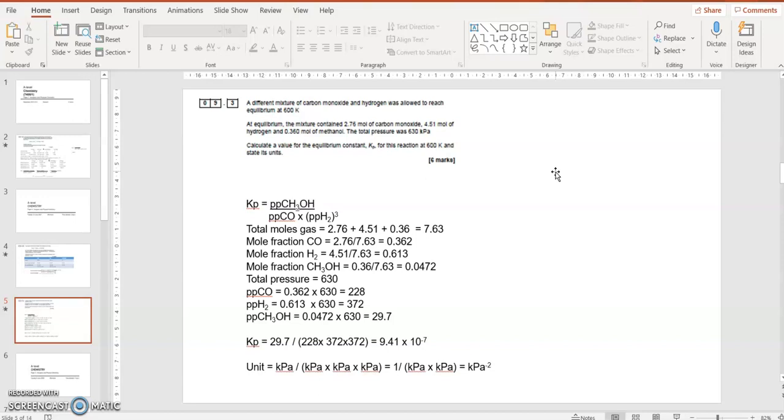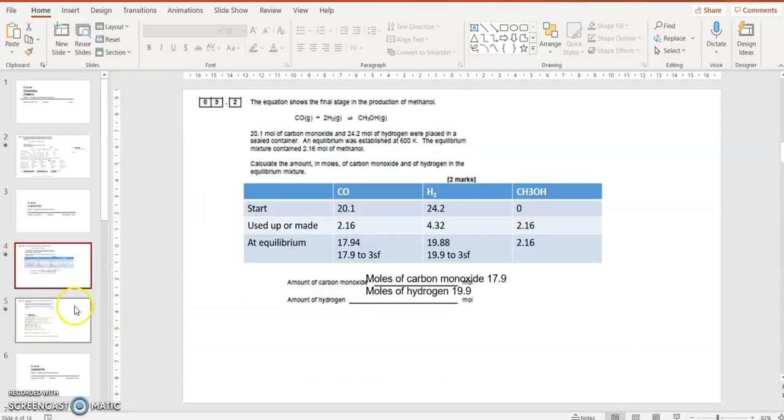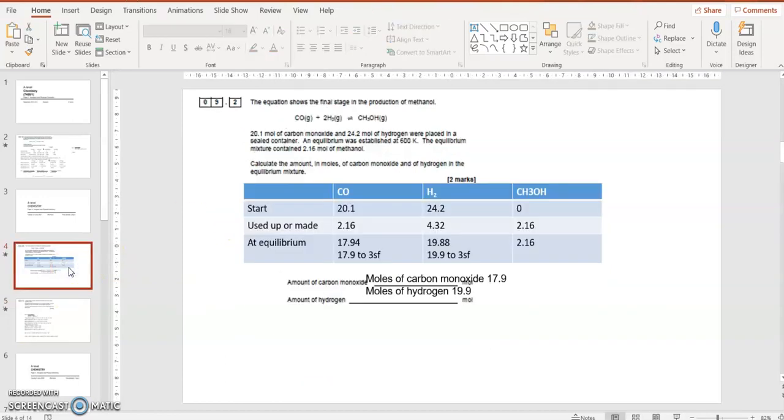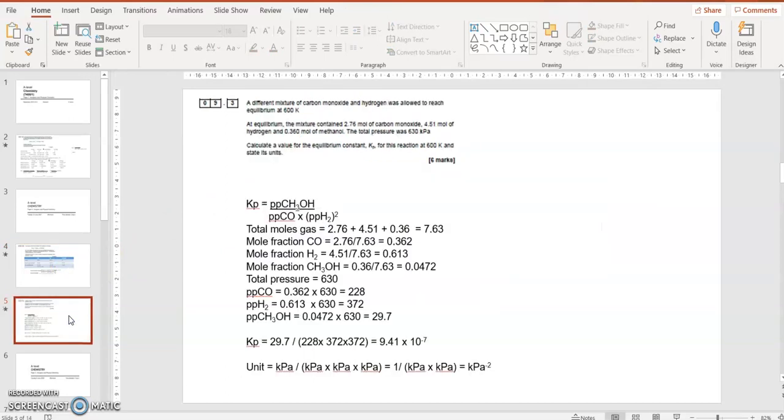I'll write a Kp. Kp is the partial pressure of the methanol divided by the partial pressure of carbon monoxide multiplied by the partial pressure of hydrogen to the power 3. Why to the power 3? Because this should be to the power 2, because there's 2 moles of hydrogen in the equation. Partial pressure of methanol divided by the partial pressure of carbon monoxide multiplied by the partial pressure of hydrogen squared.